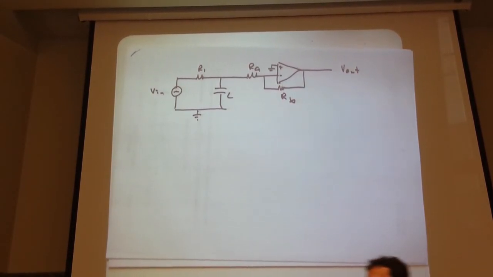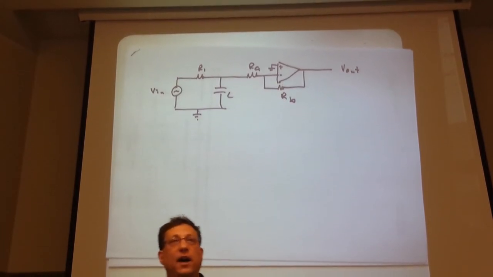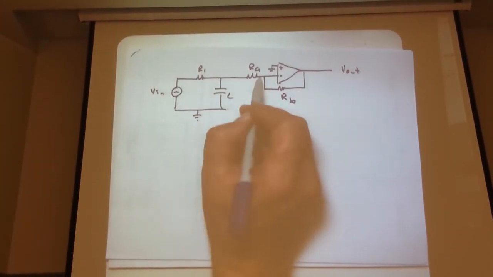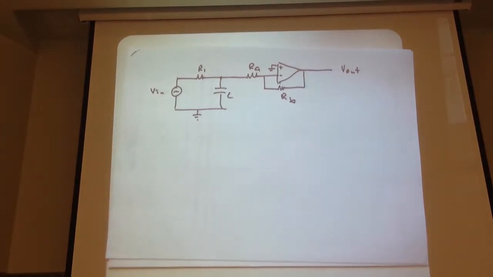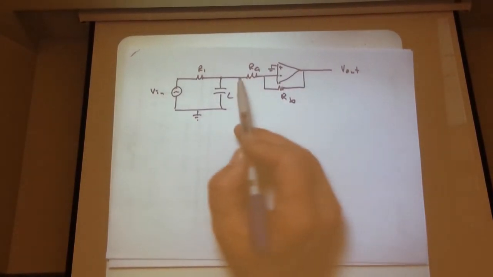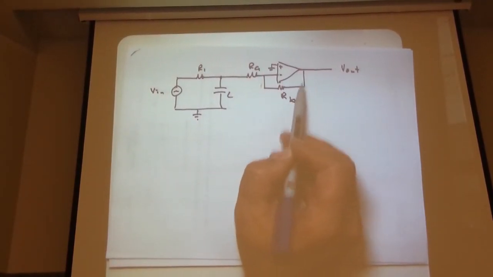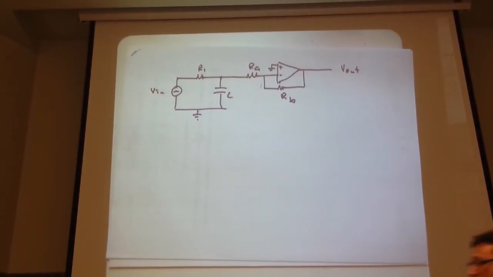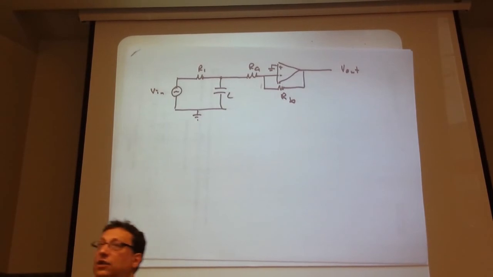Well, in this particular case, the inverting amplifier is not isolated with regard to the RC circuit. Why? Current can go this way, and it can go this way. If we do KCL at that node, there's current through R1, there's current through C, and there's current through RA, right? Because the current in the inverting amplifier flows through, in this case, RA, and then to the output through RB. So there is nothing that prevents that. So that's not isolated. That's a single-stage network.